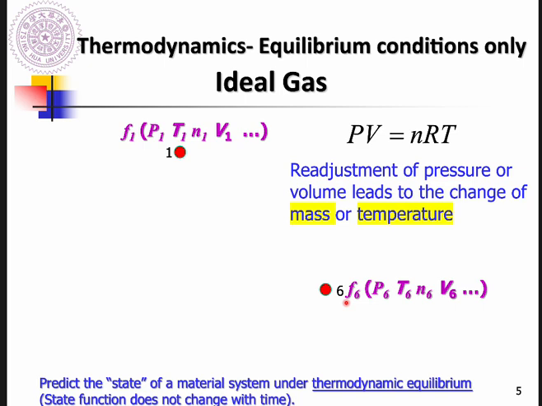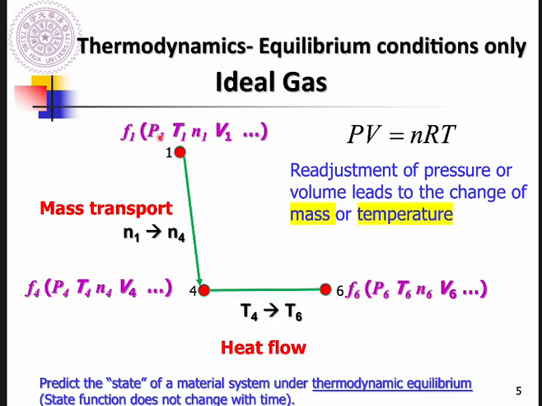They are under equilibrium conditions. And also I chose the path to move from state 1 to 4, then finally back to 6. So based on here, we find that during this process, because I already chose the starting point 1 and ending point 6, during this path we found the mass transport and also the heat flow.